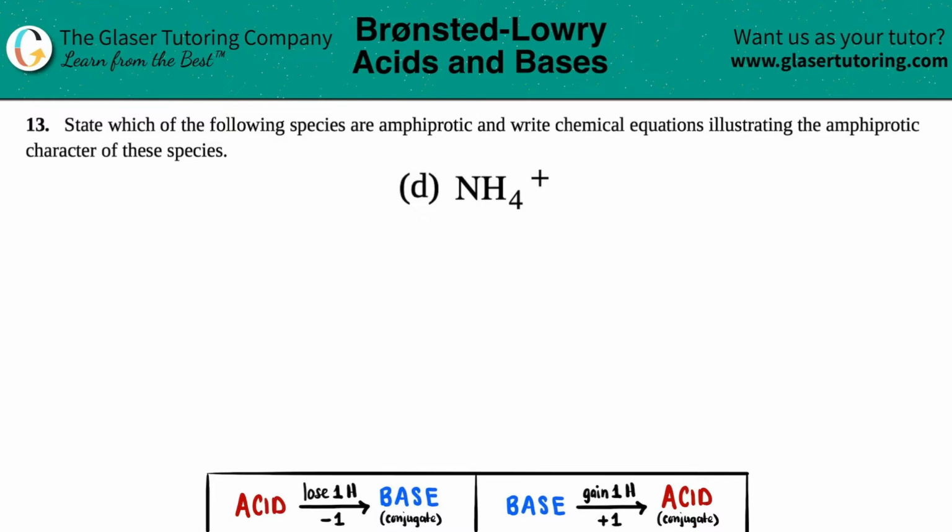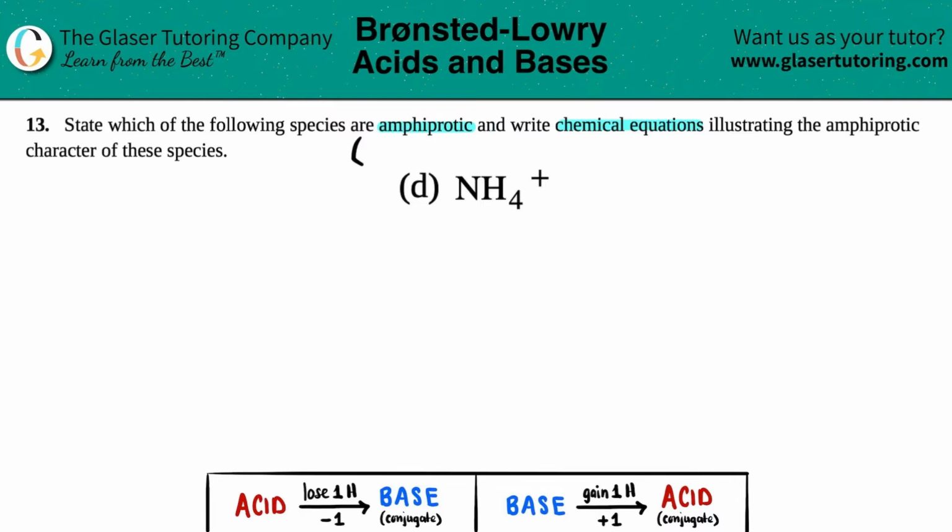15. State which of the following species are amphiprotic and write chemical equations illustrating the amphiprotic character of the species. And then we have letter D. So the question is, can NH4 plus exist as an amphiprotic species, or can it be amphiprotic?